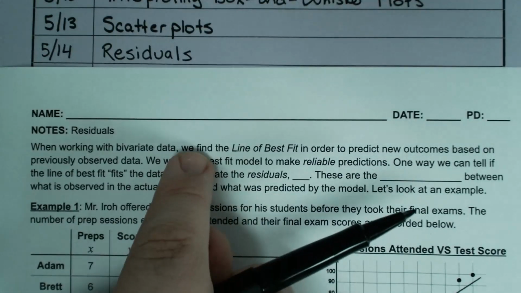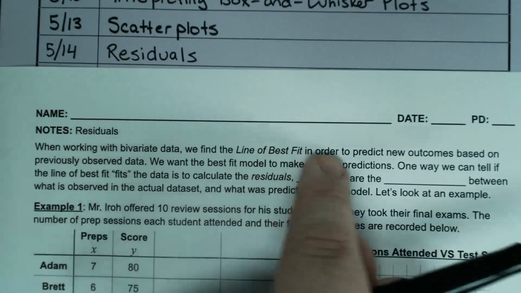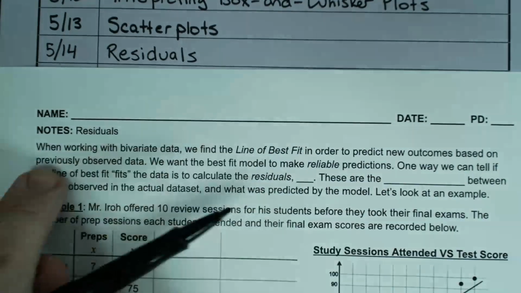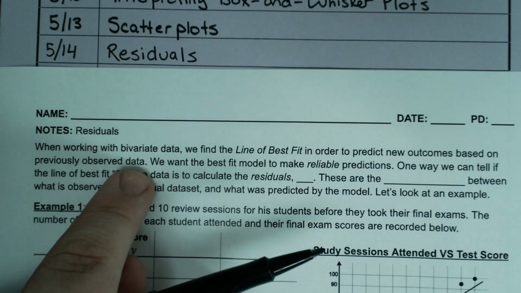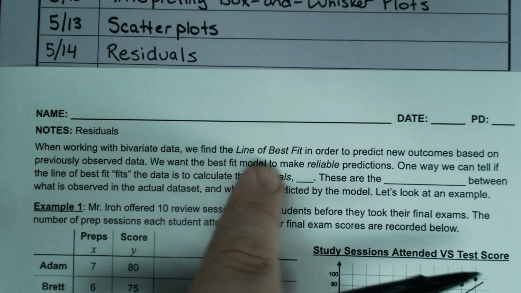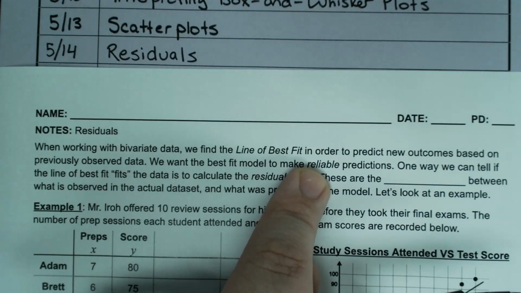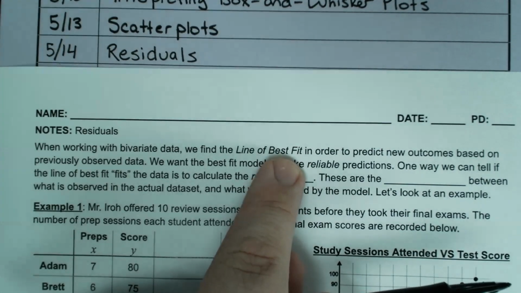And what we did yesterday was make a line of best fit in order to predict new outcomes based on the previously observed data. We want the best fit model to make reliable predictions, to give us an idea of, hey, the average person, if they go to 5 study sessions, what are they going to make? Or if they go to 8 study sessions, what are they going to make? That's the whole point of a line of best fit.